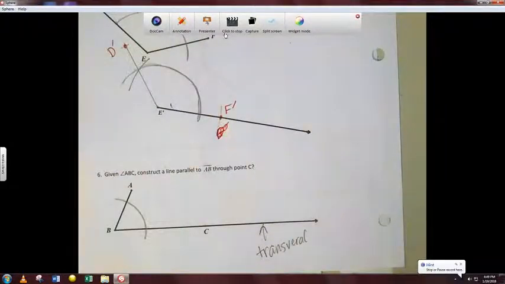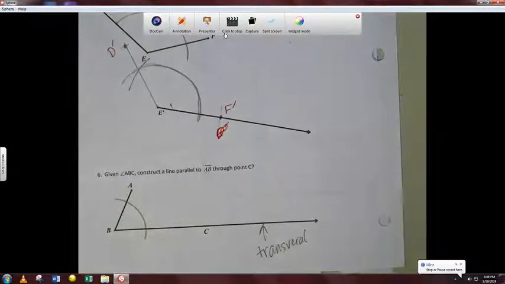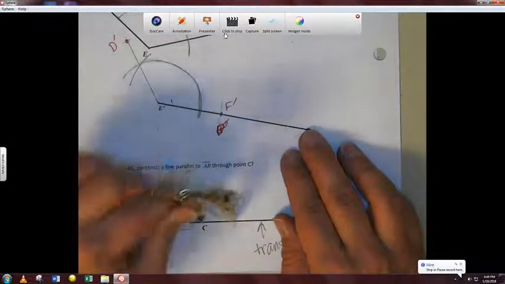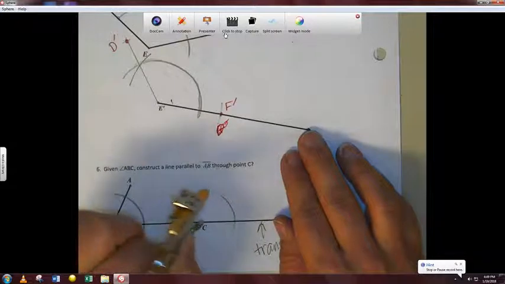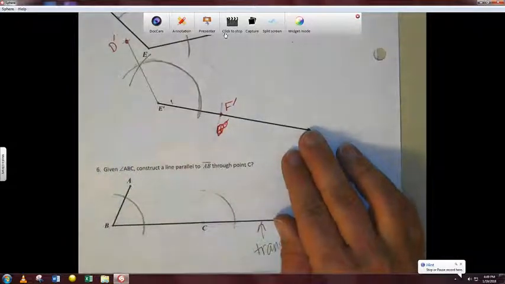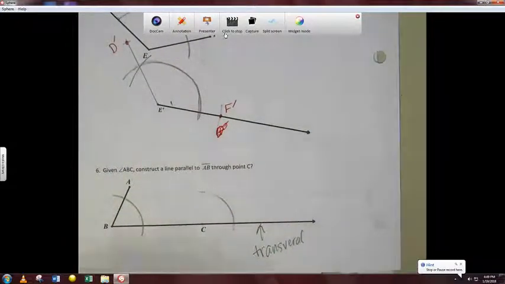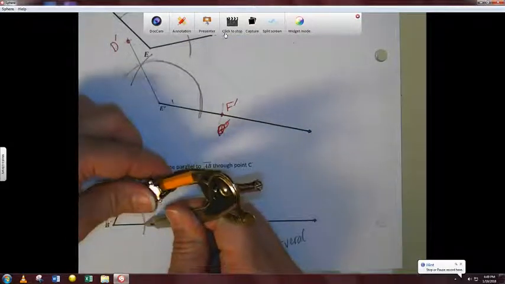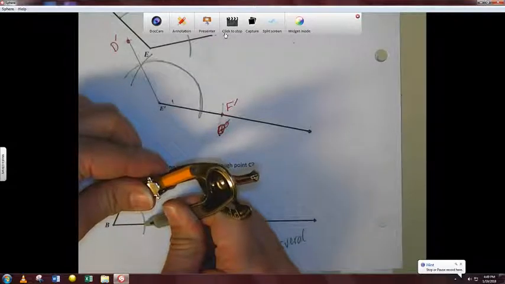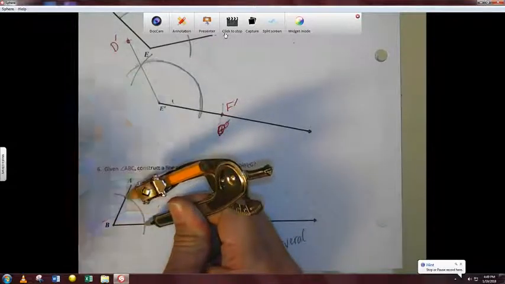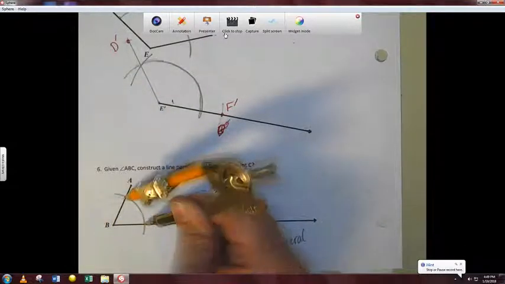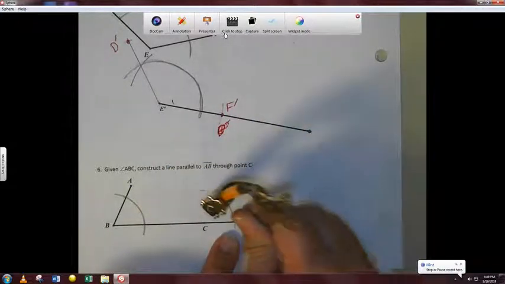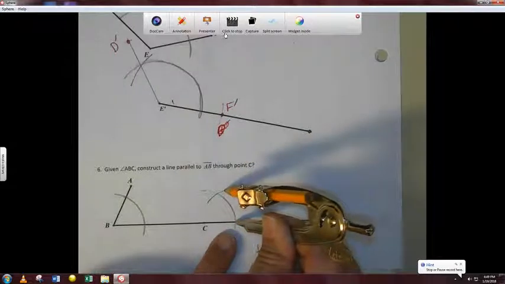So I'm going to copy angle ABC by starting with my compass point on B and swinging an arc, and then I put my compass point on C and I swing an arc. And now I measure how wide the angle is over here by my original arc that I drew, find out how wide it is, put my compass point at the intersection of the arc and my transversal, and swing the arc that way.